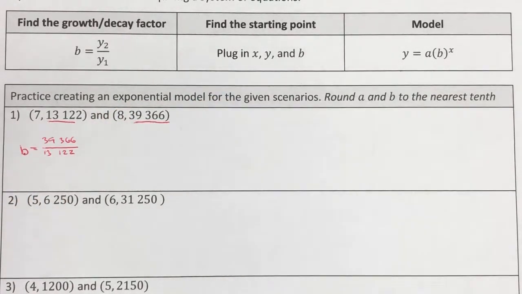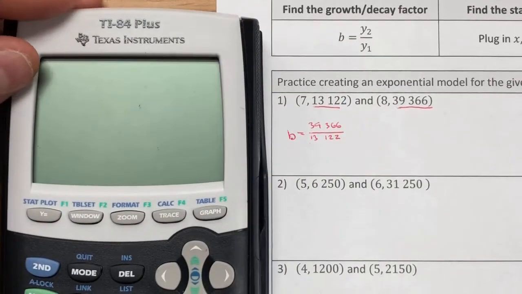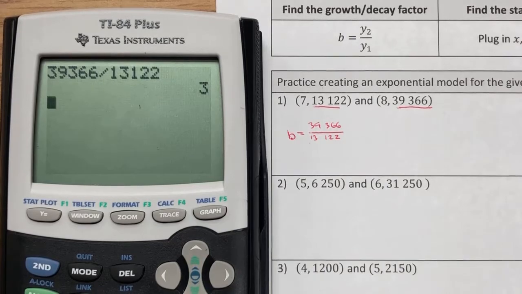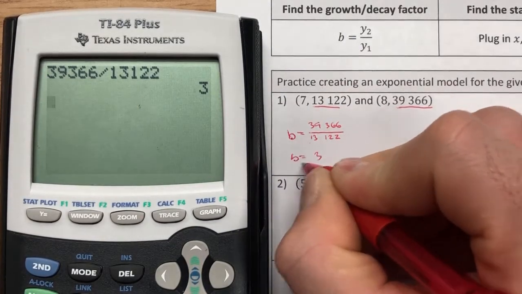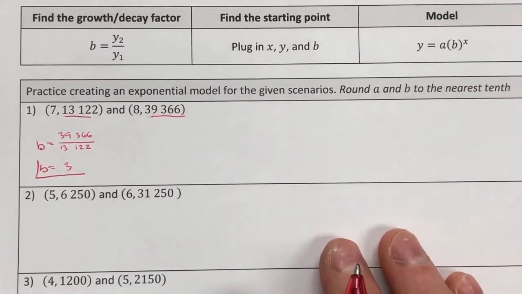So I'm going to pop out my handy dandy calculator. What is 39,366 divided by 13,122? I'll get 3. So my b is equal to 3, and I'm going to save that as an important point.